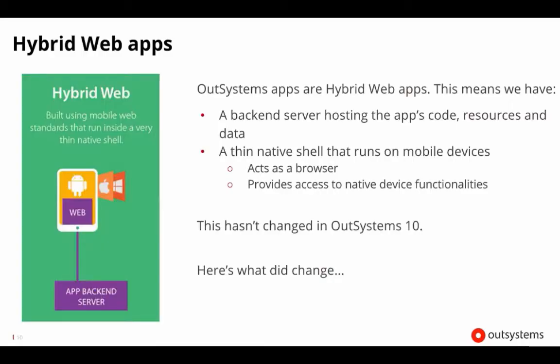Now a little bit about mobile apps in OutSystems. Mobile apps in OutSystems are hybrid web apps. This means we have a backend server hosting the app's code, resources, and data, and then we have a thin native shell that runs on mobile devices. This shell acts as a browser, and it provides access to native device functionalities. This hasn't changed in OutSystems 10, but there's a few things that did change.